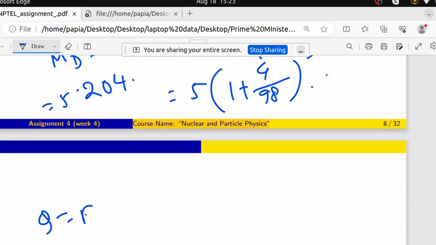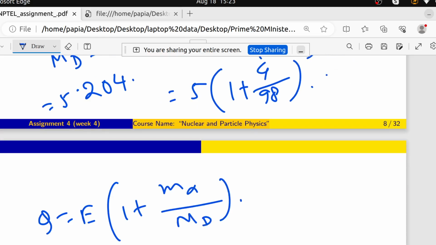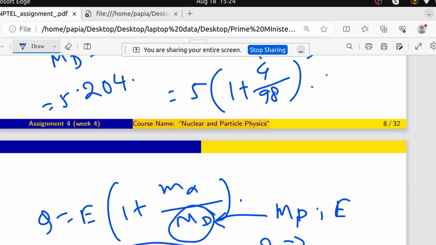Now let's say I have one question here. Let's say our expression is 1 plus m alpha divided by md, right? So let's say in any question we have only the value of mp, and we have the E value. Then they are asking for the Q value. Then directly we can't put that mp value here because it is md. So for that case, what we will do, we have to do mp equals md plus 4. We will just convert this, and after that we will put md as mp minus 4.